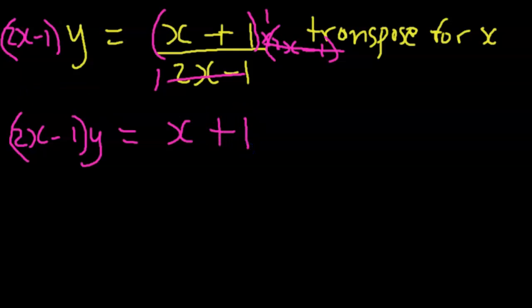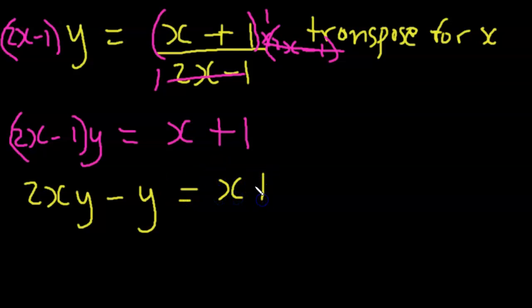So we need to expand the bracket by multiplying each term in the bracket by whatever is outside. What do we have outside now? Y. So y times each term in the bracket. So y times 2x gives us 2xy. And y times minus 1 gives us minus 1y, which is just minus y. And so we have x plus 1 over here.